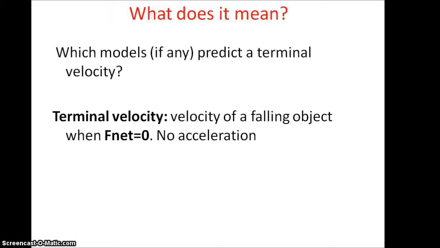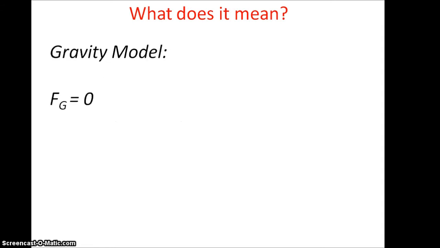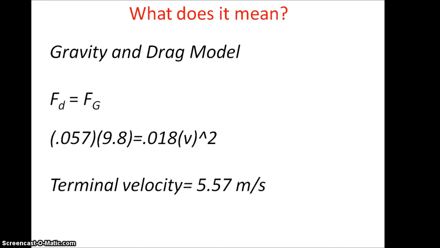Terminal velocity is the velocity of a falling object when the net force equals 0. In our gravity model, this makes no sense. However, in our gravity and drag force model, you can set the force of drag equal to the force of gravity, and actually calculate the terminal velocity. Therefore, only the gravity and drag model allows you to predict terminal velocity.